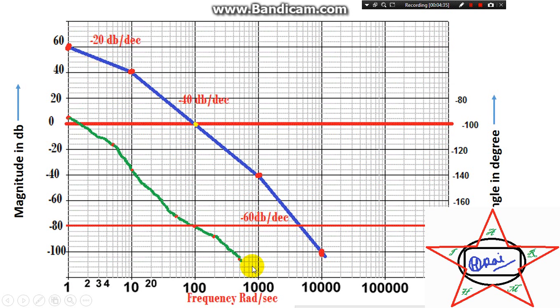So how to draw it? On this side we have taken magnitude in dB, and on this horizontal axis we have considered frequency in radian per second. Opposite to this magnitude axis, on this corner, we have considered angle in degree. Why have we considered this side?